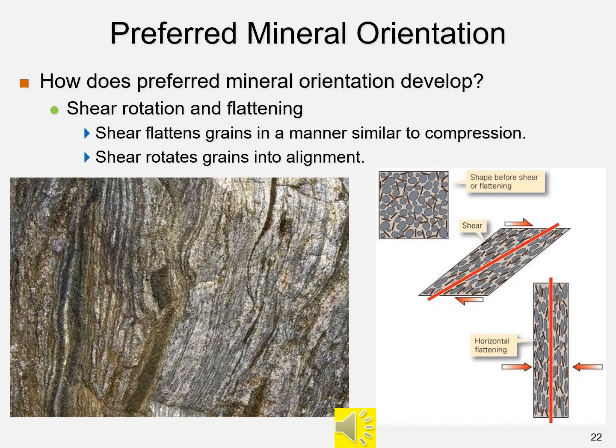Shearing either rotates inequant grains into alignment with the direction of shear, like logs in a river that align with the current, or smears and flattens grains. Growth of new metamorphic minerals during shear contributes to the development of preferred orientation. The new minerals grow faster in the direction in which a rock is stretching than in the other directions.